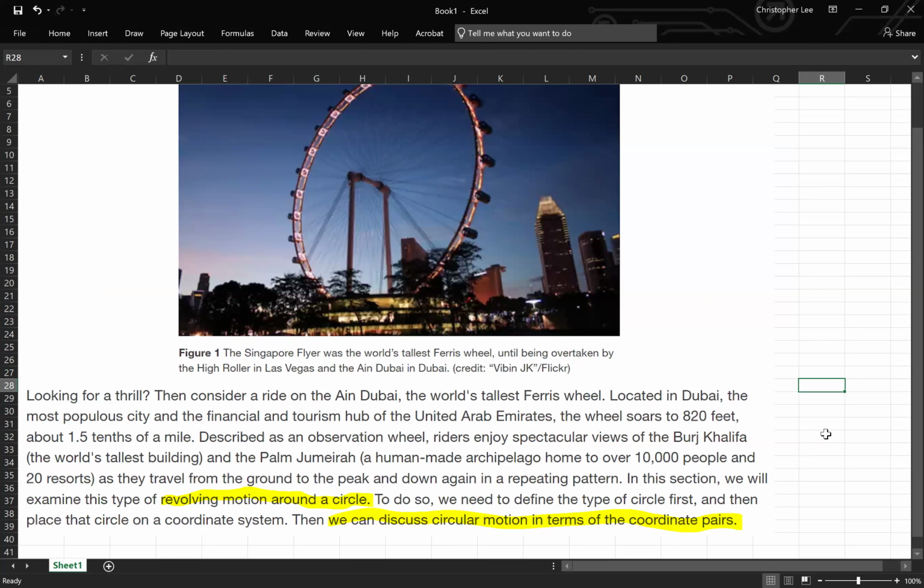In this section, we will examine the type of revolving motion around the circle. To do so, we need to define the type of circle first, and then place the circle on a coordinate system. Then we can discuss the circular motion in terms of the coordinate pairs.